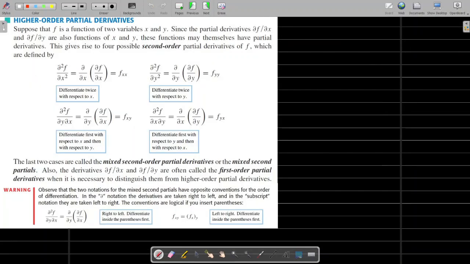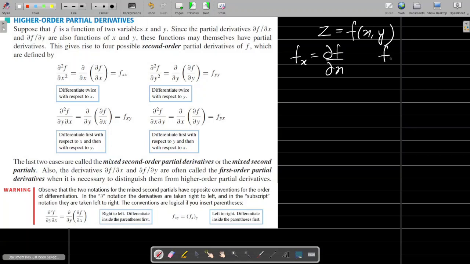Now we will move on to higher order partial derivatives. Up to this point we were doing only first order partial derivatives. Now we will move on to second order partial derivatives. For example, suppose I am having a function like this, z equal to f of xy, the first order partial derivatives are just, say, I can write fx or I can write dou f by dou x. Similarly, the partial derivative with respect to y is fy, or I can write dou f by dou y.